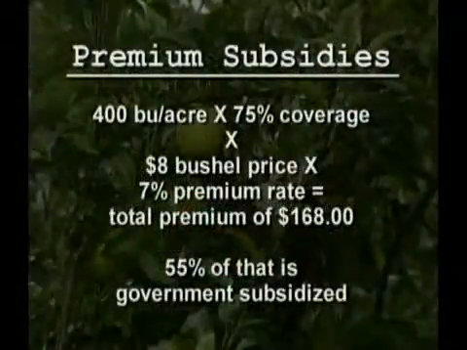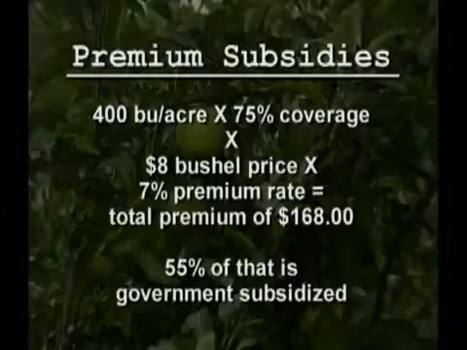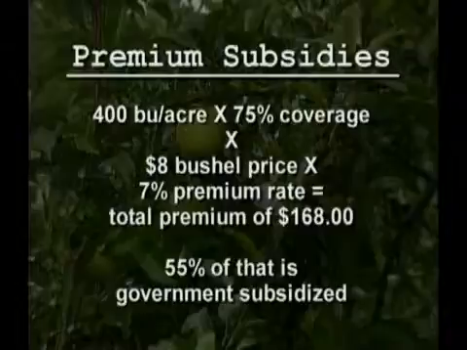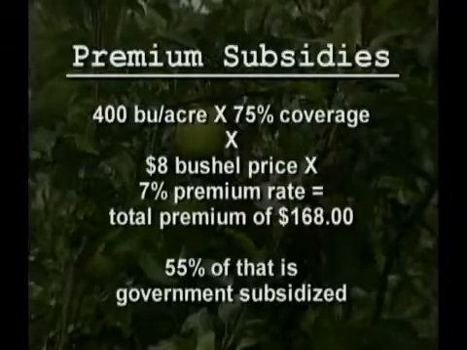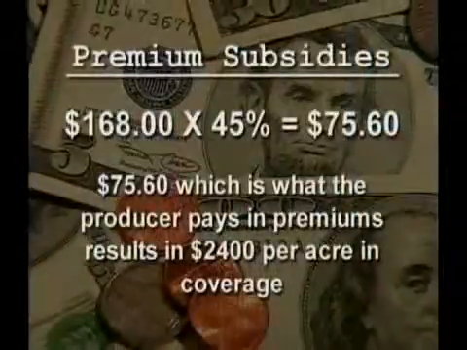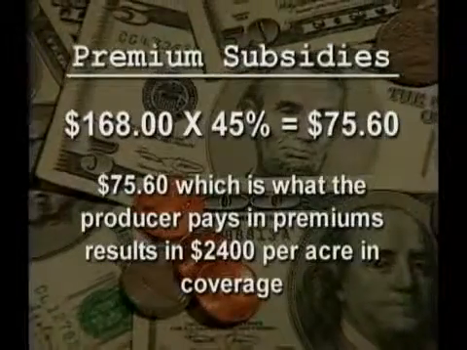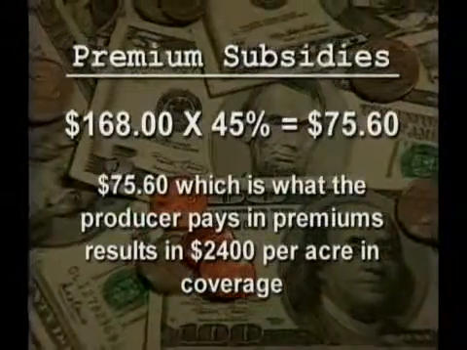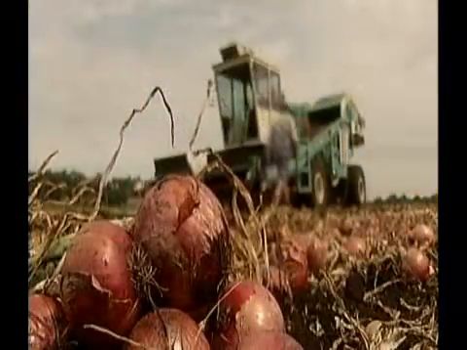Let's look at an example. The total premium per acre is equal to the 400 bushels per acre times the 75% coverage level times the $8 per bushel times the 7% premium rate for a total premium of $168. Now, the subsidy for this would be 55%. So you take the $168, multiply it by the producer portion, or 45%, so you have a cost of $75.60 for a coverage of $2,400 per acre. So the subsidy really makes it more affordable. Without the subsidy, it would be very expensive.